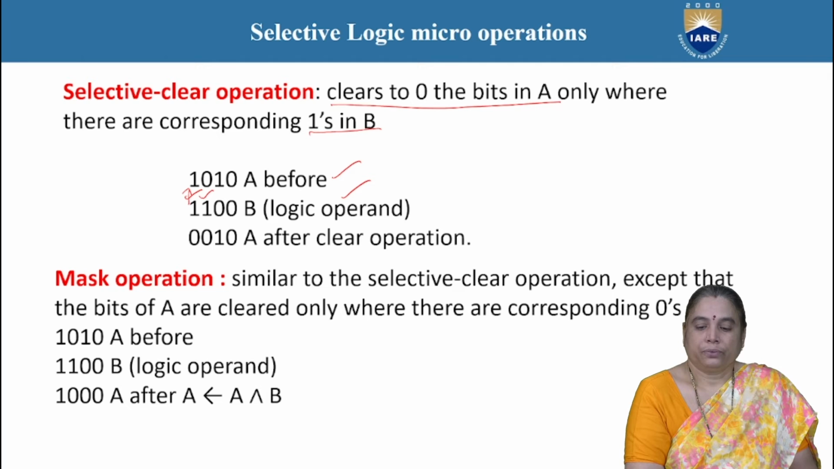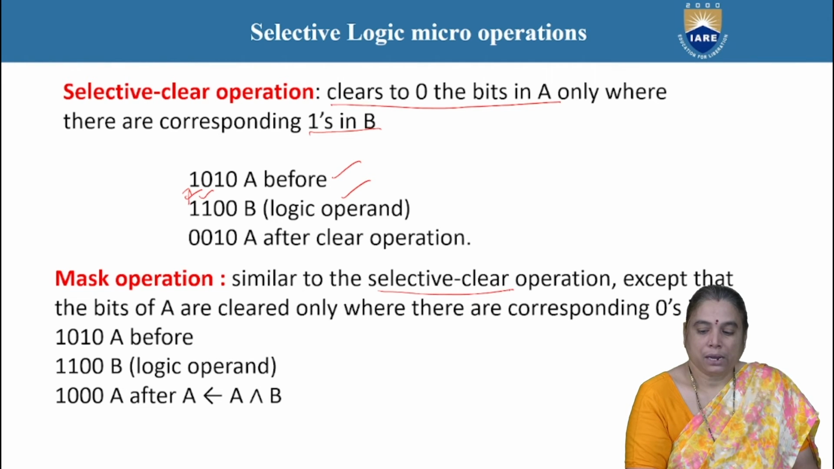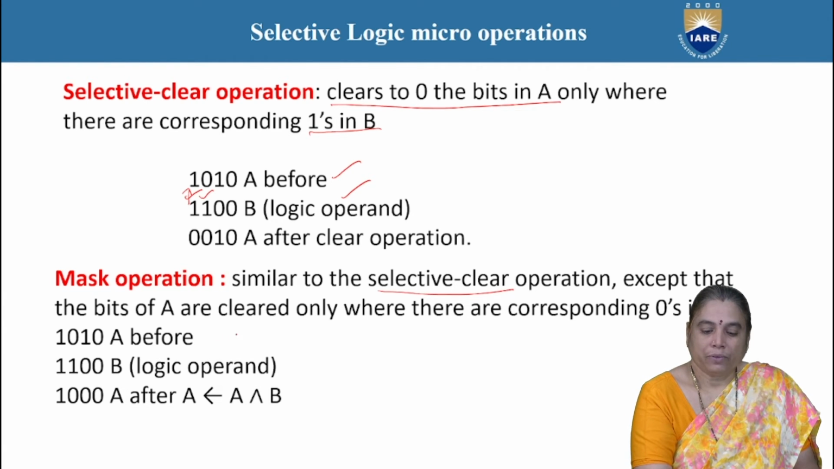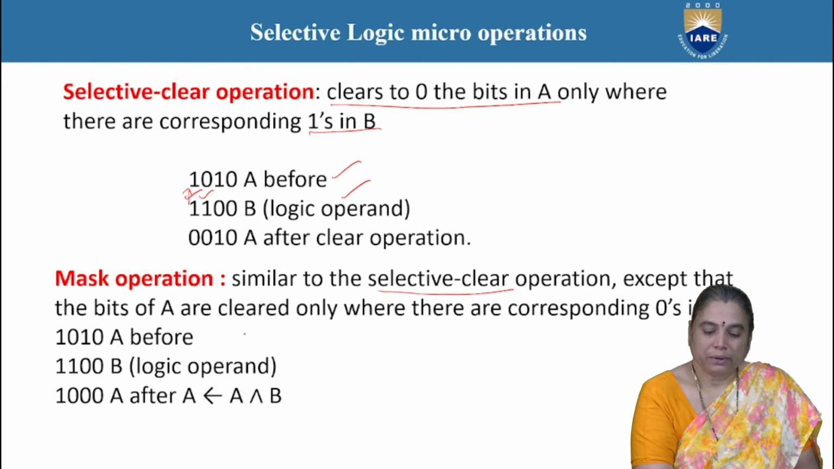The next selective logic micro operation is the mask operation. It is similar to the selective clear operation, except that the bits of A are cleared only where there are corresponding zeros in B. So the selective clear operation is similar, with the only difference that the bits of A are cleared only where there are corresponding zeros in B.